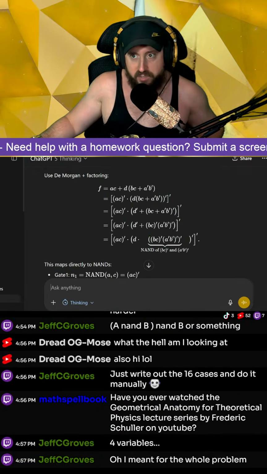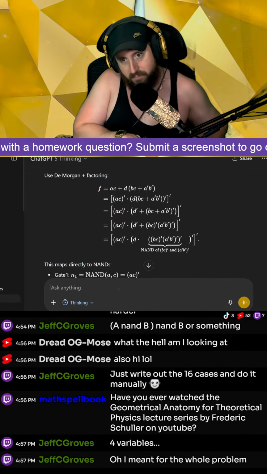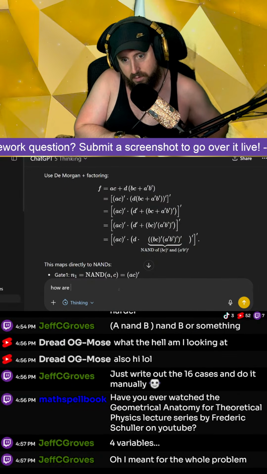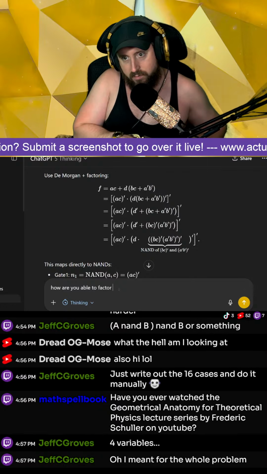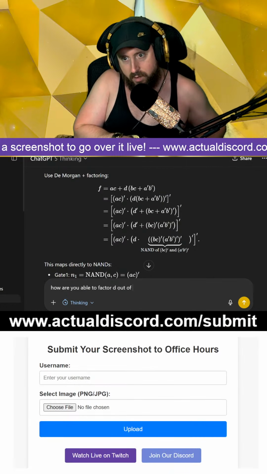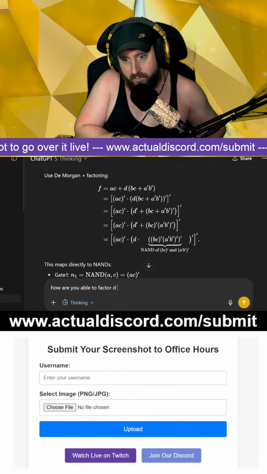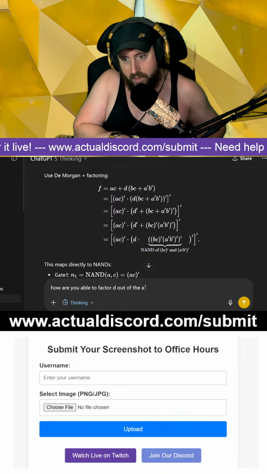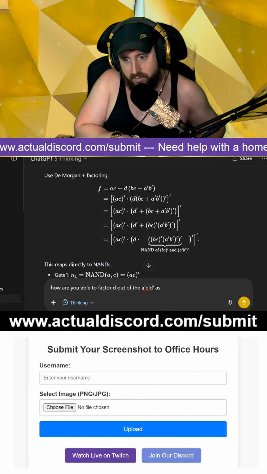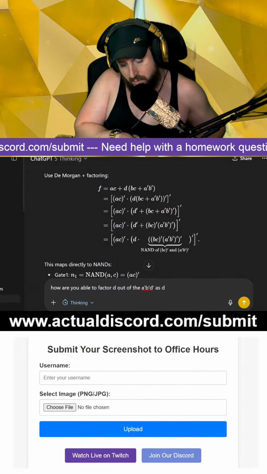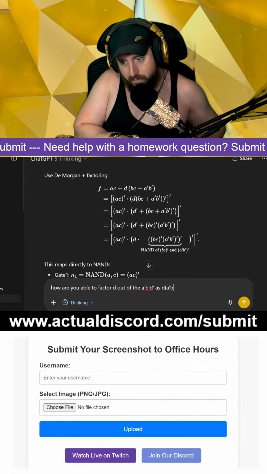Here's the cool thing. I can ask ChatGPT actually. I can be like, how are you able to factor D out of the A, B, D prime as D, A prime, B prime.